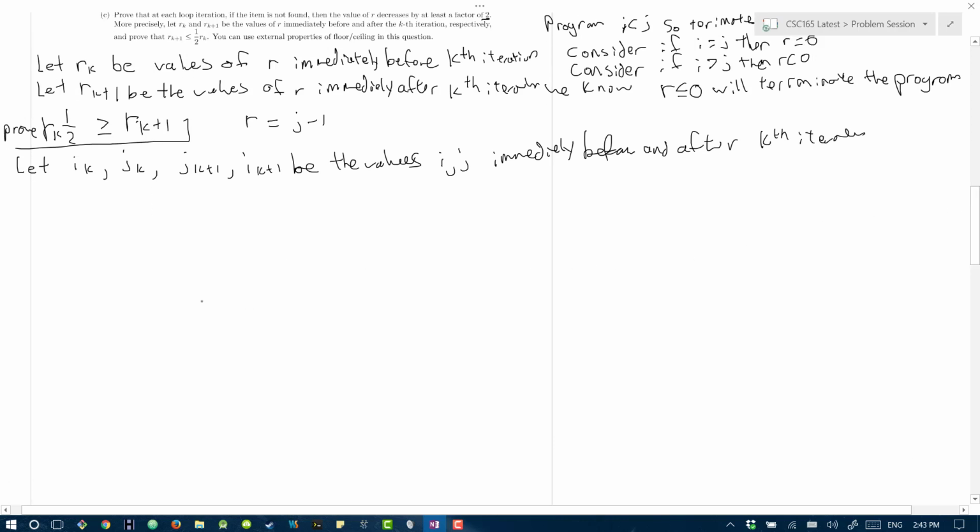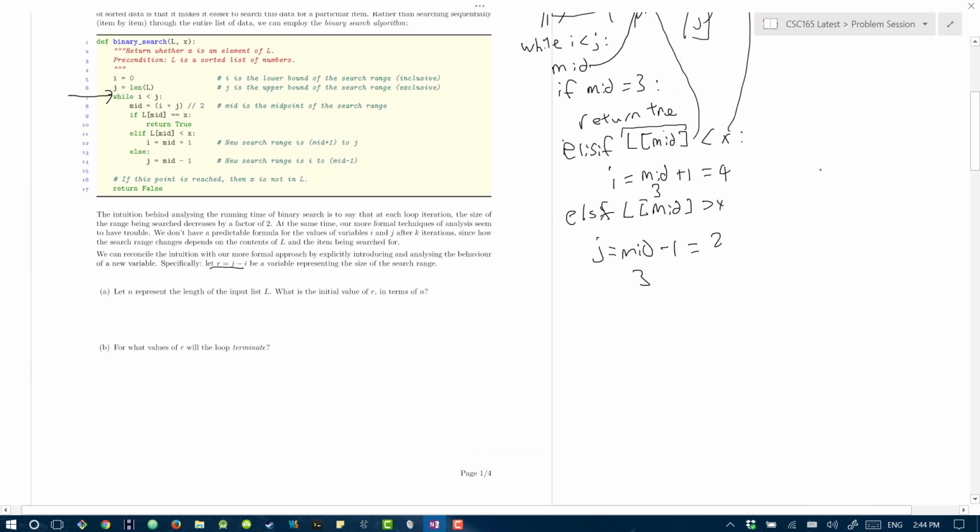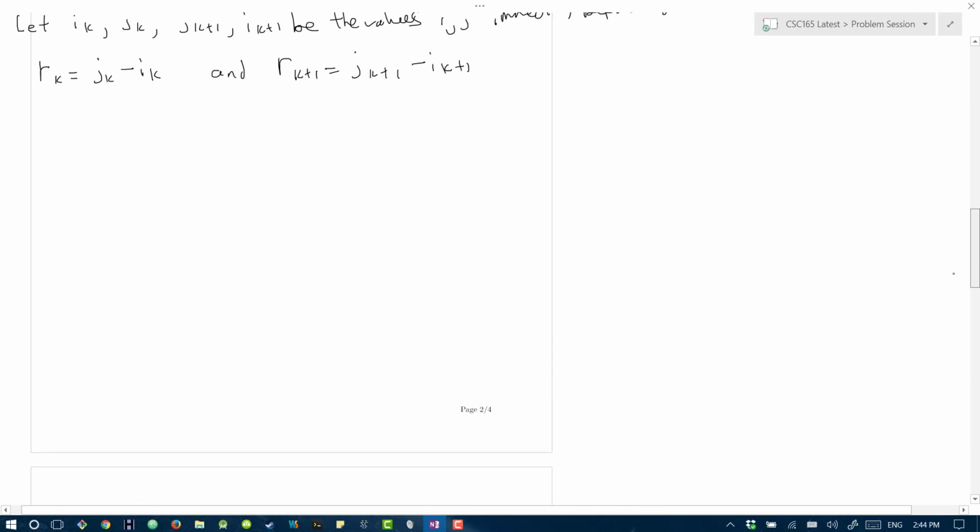Then we know this. Okay, we know that r_k equals j_k minus i_k, and r_{k+1} equals j_{k+1} minus i_{k+1}, right? And then we look at the code now, what we want to prove. And other than this thing here, which we're going to ignore, there's two possibilities. One that i changes and one that j changes. So we're going to consider this in cases.